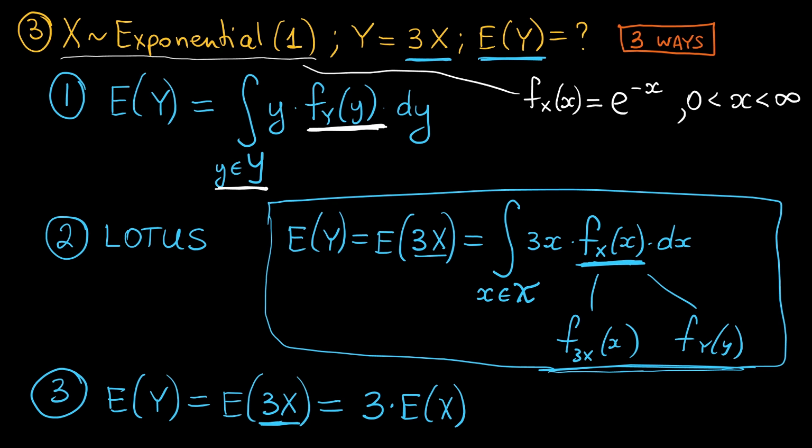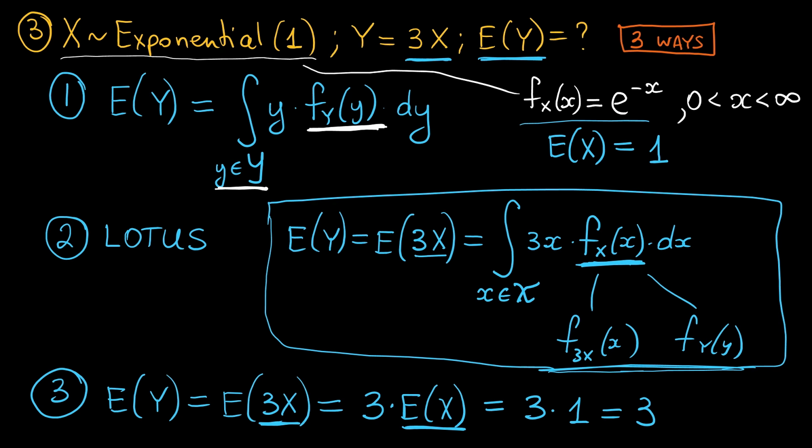And so now we just need to know the expected value of x. And since x has the exponential 1 distribution, we know its PDF, we could work out its expected value, and in fact we already did earlier in this video. So the expected value of an exponential 1 distribution is just 1. Therefore, the answer here is immediate. It's 3 times 1, and that's 3.